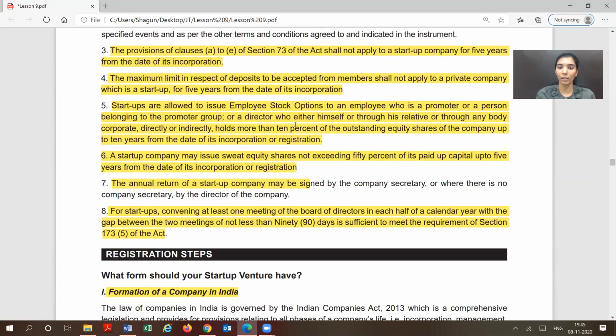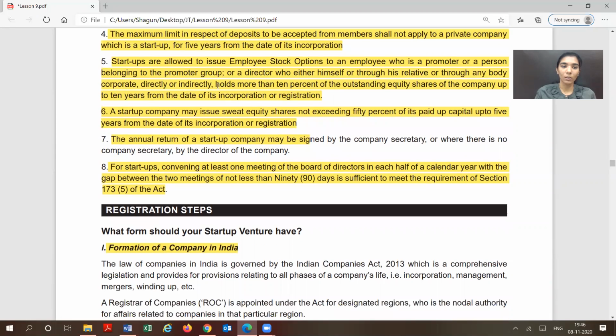Also, startups are allowed to issue ESOPs to an employee who is a promoter or a person belonging to a promoter group or a director holding more than 10% of the outstanding equity shares of a company up to 10 years from the incorporation. So आप ESOP भी provide कर सकते हो up to 10 years, and to whom? To promoters or person belonging to promoter group or a director who holds more than 10% of the outstanding equity shares.